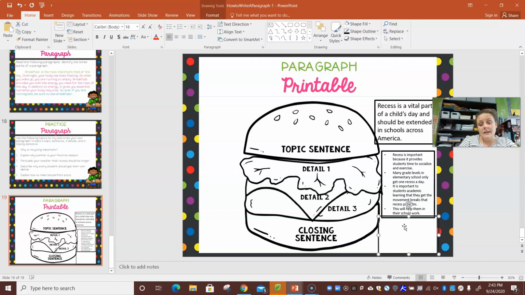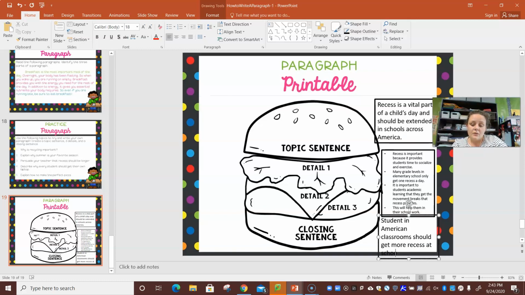Okay, and then we can go ahead and restate our main idea sentence for our conclusion sentence. Restate means say something that's kind of the same, but not exactly the same. So we talked about recess is important and should be extended. So I'm going to say students in American classrooms should get more recess at school.